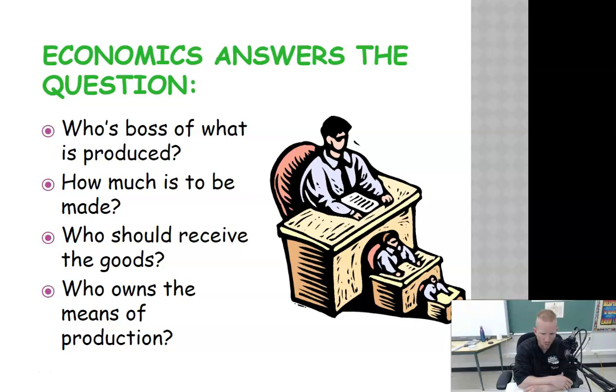Who's the boss of what is produced? So here you're basically asking yourself, who's deciding what to make? Okay, if you're able to start your own business, you're looking more towards mixed market. If the government's deciding what to make, it's definitely planned. How much is to be made? Who should receive the goods? Again, where goods means products. And who owns the means of production, which means who actually owns the factories that build the products.